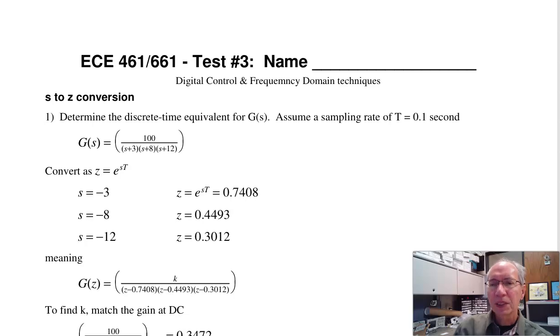Here are solutions to test number 3 for ECE 461 control systems. This test looks at digital control and frequency domain techniques, basically Bode plots, Nichols charts, Nyquist diagrams.